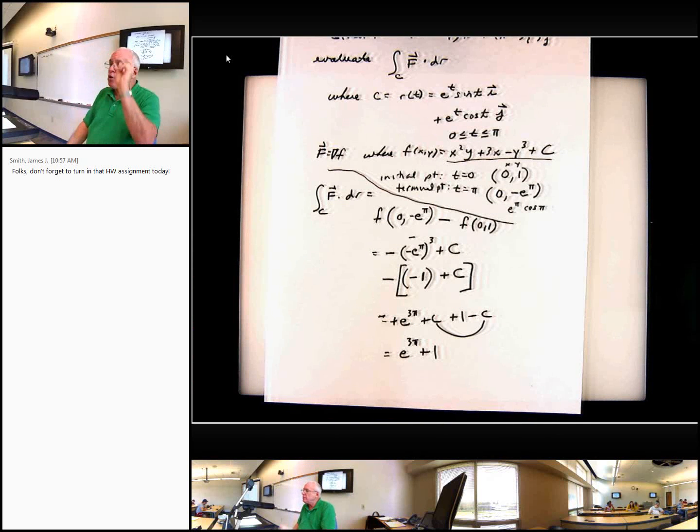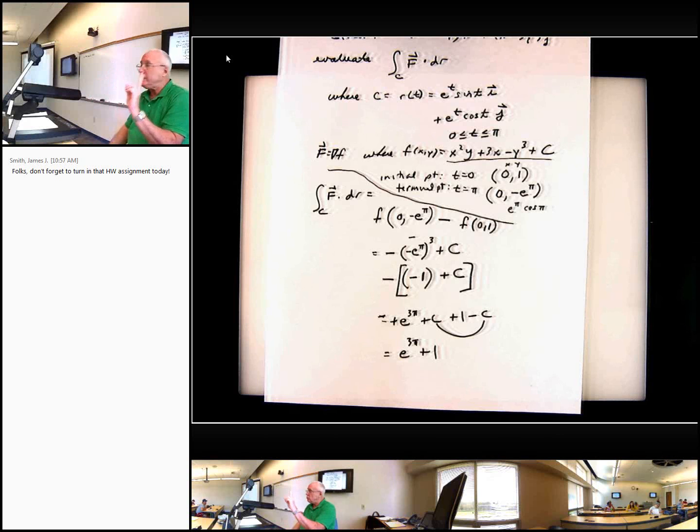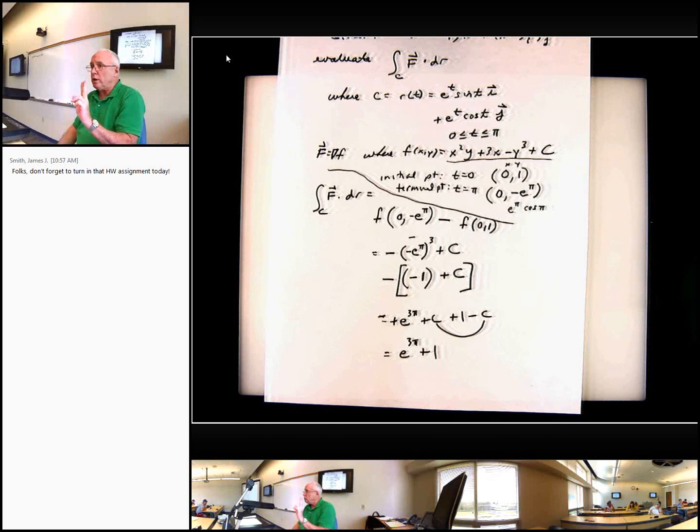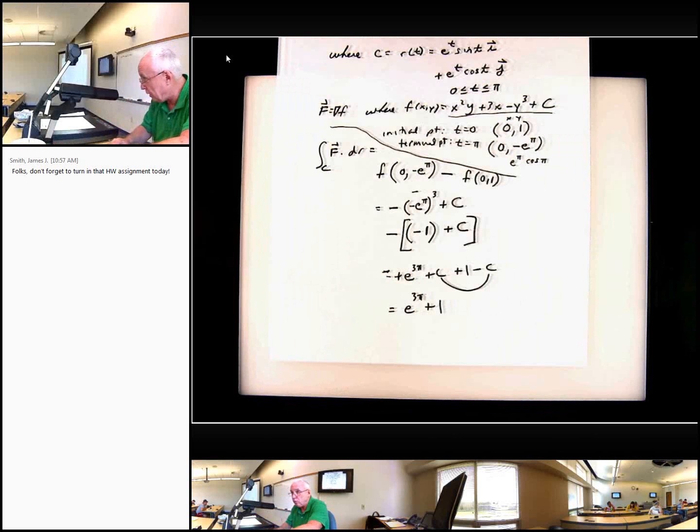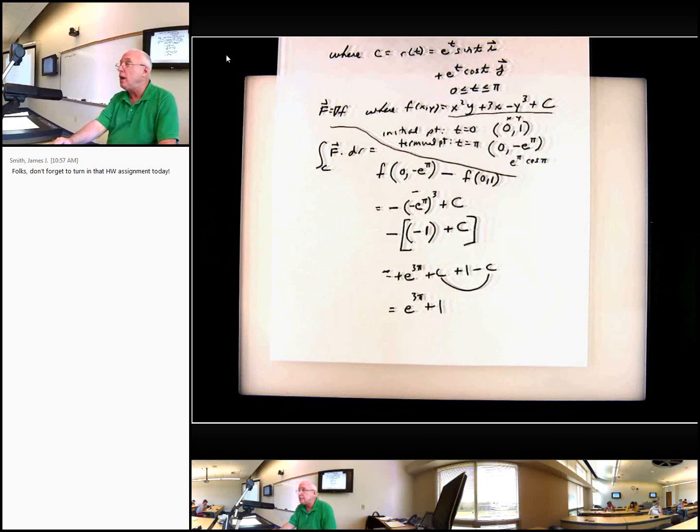Now, in 2 dimensions, we have a test for determining whether a vector field is conservative or not. In section 16.5, which I think we might get to, they tell about a test in 3 dimensions to determine whether a vector field is conservative or not. So if and when we get to 16.5, we'll talk about that then.